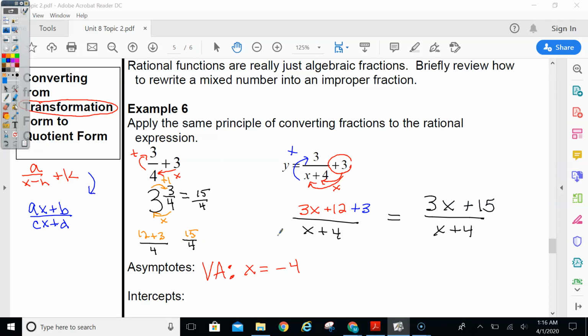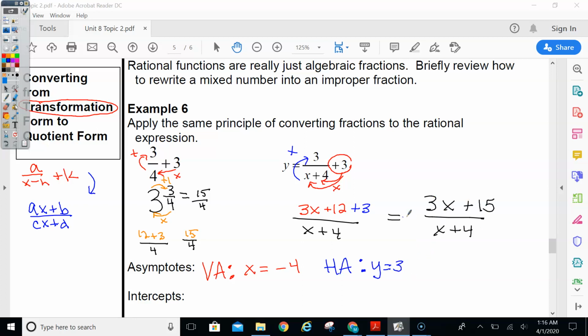The horizontal asymptote depends what form you're looking at. The horizontal in this form is the k value, so y = 3. In this form, we're going to see that it's the numbers in the front, so 3 divided by 1 is 3. We don't know that yet, but we'll see it soon.